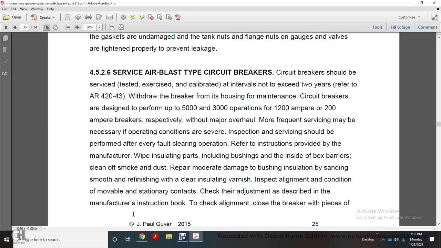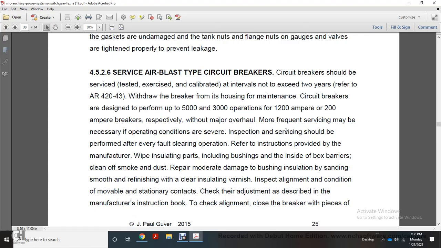For service of air blast type circuit breakers, circuit breakers should be serviced, tested, exercised and calibrated at intervals not exceeding 2 years. Refer to AR 420-43. Withdraw the breaker from the housing for maintenance. Circuit breakers are designed to perform up to 5,000 and 3,000 operations for 1,200 amp or 2,000 amp breakers, respectively, without major overhaul. More frequent service may be necessary.